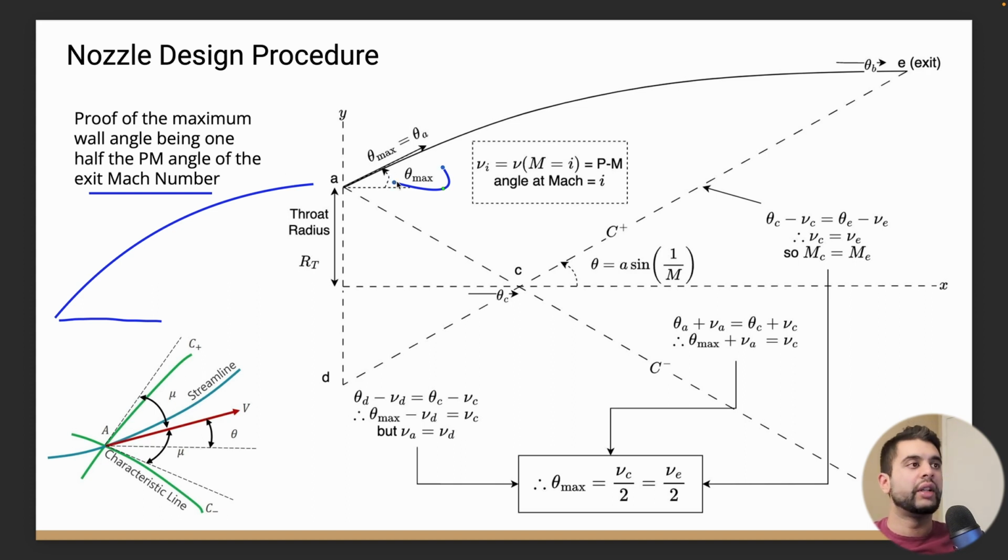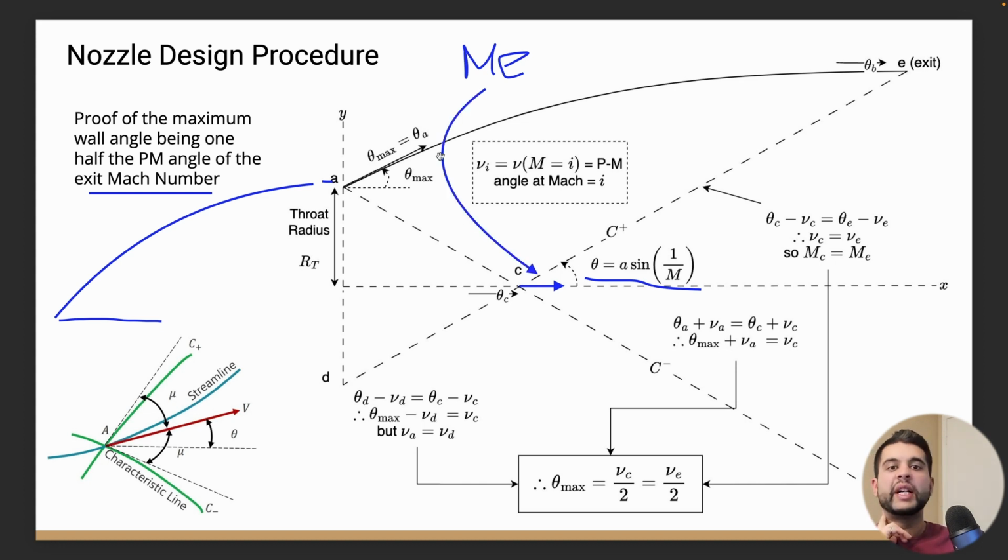And I'll prove that to you now. I want you to imagine point A, point D, point C, and point E. Point E is the exit, point A is the top here, D is the bottom, and C is the middle point. The radius is RT here. So the exit Mach number will be ME. Remember I said that the angle is arcsine of 1 over M, that's mu. So that'll be this angle here. And remember I said before, if we have a characteristic line going like this, then we can say that theta A plus nu A is equal to theta C plus nu C, which is this line here.